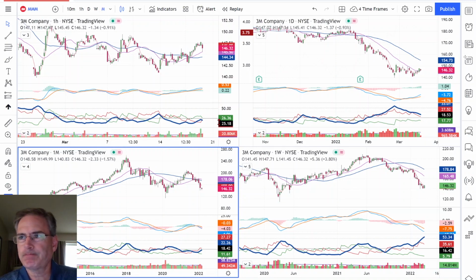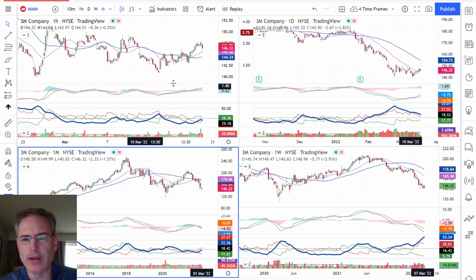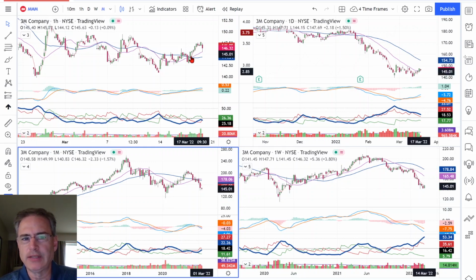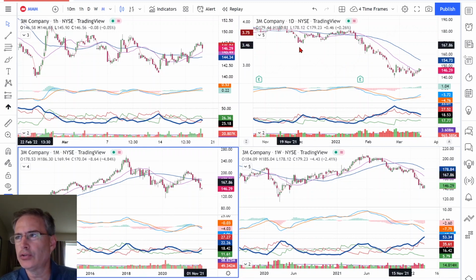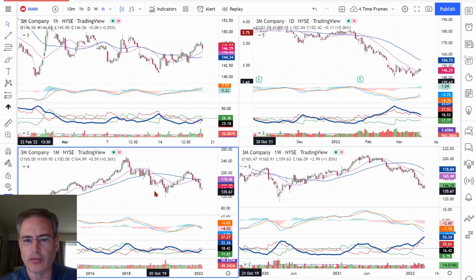So I've got 3M up, and I've got my 4 time frames. The trade I'm going to explain is off the daily and the hourly. However, if I'm going to go and look for a trade off the daily and hourly, I want to have a good reason to do that off the bigger time frames.